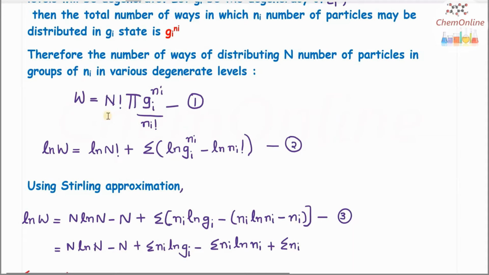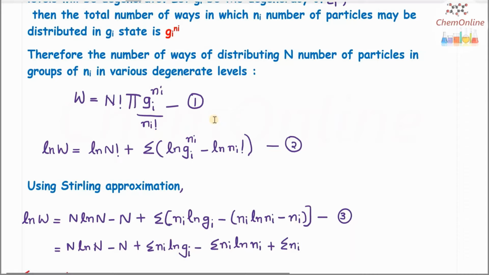How different particles, identical and distinguishable particles, can be distributed in groups of ni in various degenerate levels. Here we are considering the degeneracy also. So the equation will be W equals n factorial into the product of Gi raised to ni divided by ni factorial. That is equation 1.